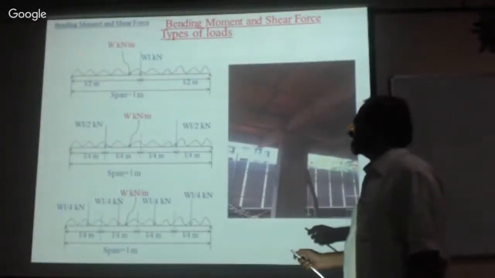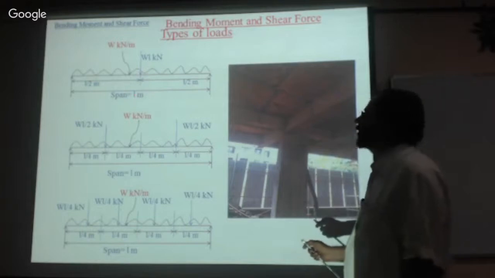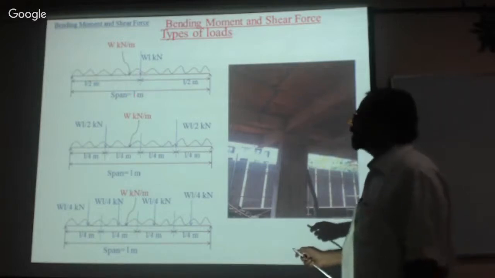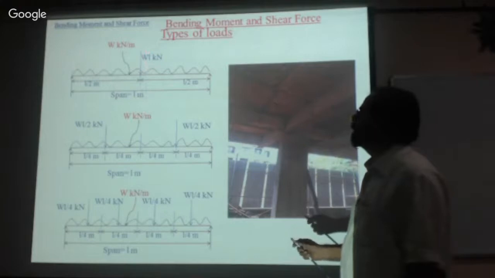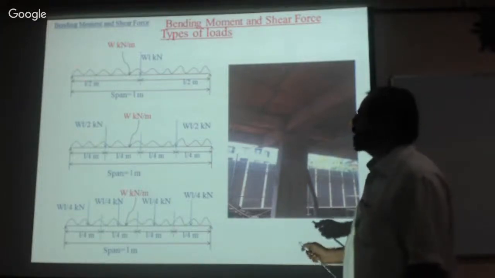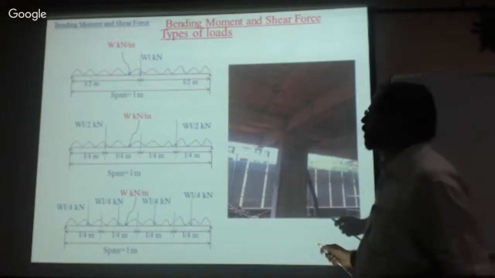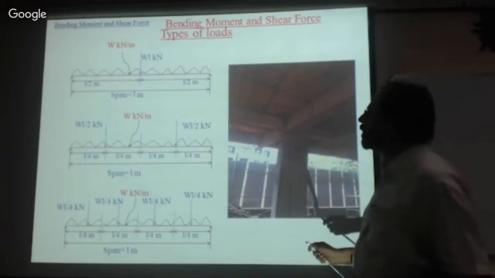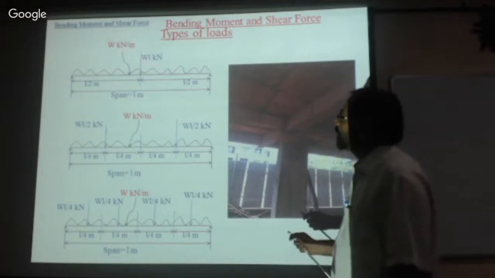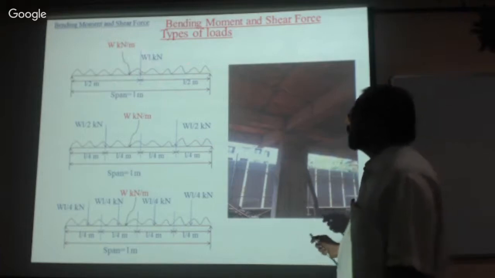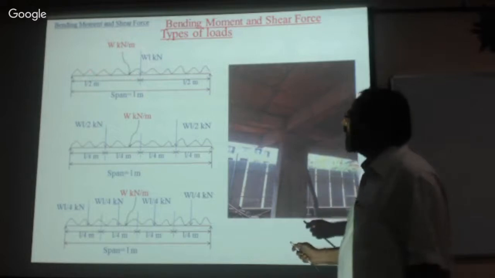During the process of calculating the bending moment and shear force diagram, or in any computer for computation purposes, we convert this uniformly distributed load into a point load, that is WL kilonewton. The total load acting on the beam is the intensity multiplied by the length, W multiplied by L. For example, if 2 kilonewton per meter is acting on a 2 meter span, 2 multiplied by 2 is 4 kilonewton load acting on the beam. We have converted this into a point load, and it is assumed that the entire UDL, uniformly distributed load, is acting at the center of the span.